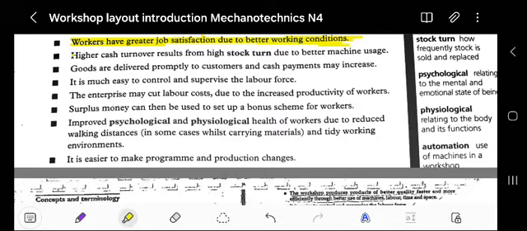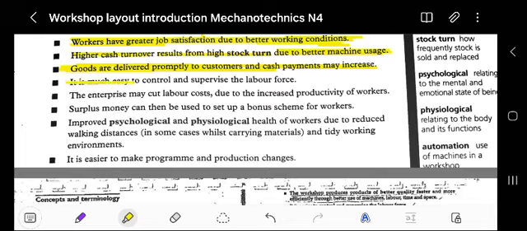So, higher cash turnover results from high stock return due to better machine usage. Okay, goods are delivered properly to customers and cash payment may increase. Right, now everything is in order. We have some cashiers, we have everything nicely. We have hired enough cashiers. Everything is improved in there. It's fast paced.